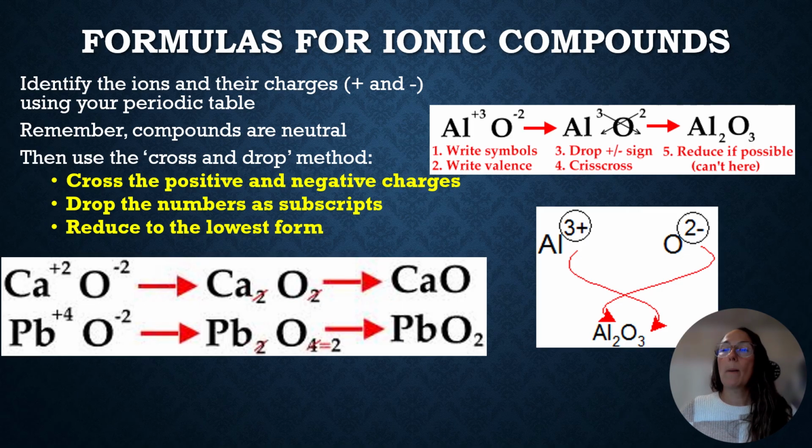So this swap and drop method comes in handy when it's something like aluminum oxide. Aluminum is a 3+, oxygen is a 2-, which you look at the periodic table, group 16, they're all 2-, and aluminum is 3+. I'm going to take the 3 and push it down to the oxygen. I'm going to take the 2 and push it down to the aluminum, and therefore it's Al2O3. That is the fast method of doing it.